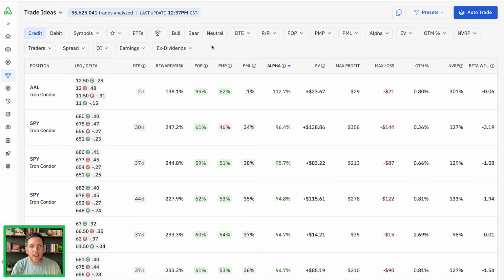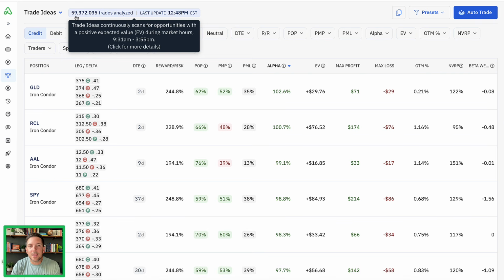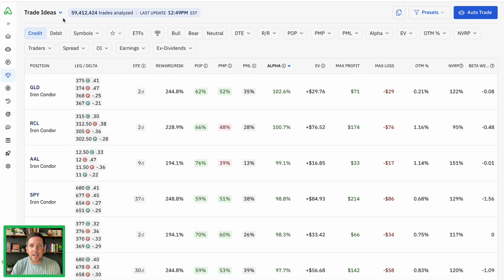Here's how you do it. You go into Option Alpha. This is one way to do it, and they'll show you if you wanted to. You could do this other ways, but this is the best way to do it, I think: go into Option Alpha, go to Trade Ideas. Basically what Trade Ideas does is it goes through millions of combinations of symbols, strikes, and expirations, and pre-calculates information for you every single minute of the trading day. And you can see Trade Ideas has already analyzed, at the time I'm recording this, almost 60 million trades today. Okay, and we're about halfway through the trading day.